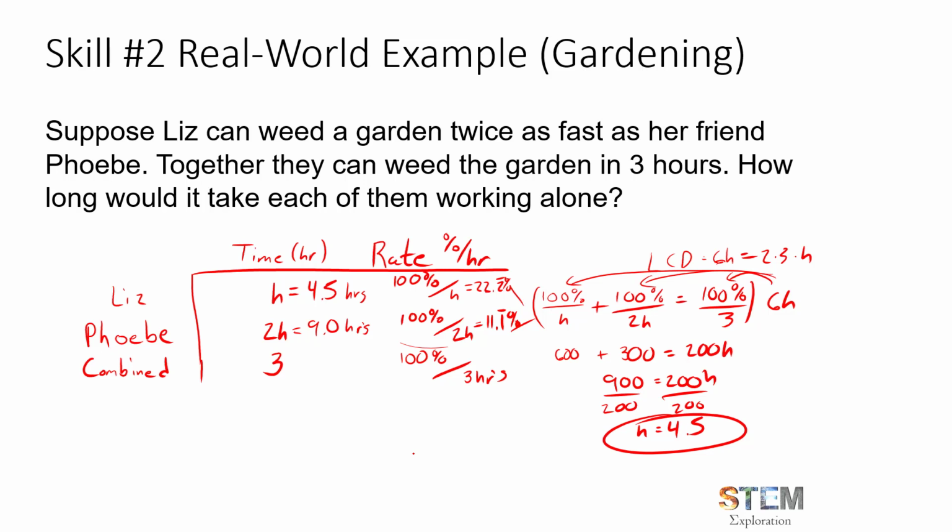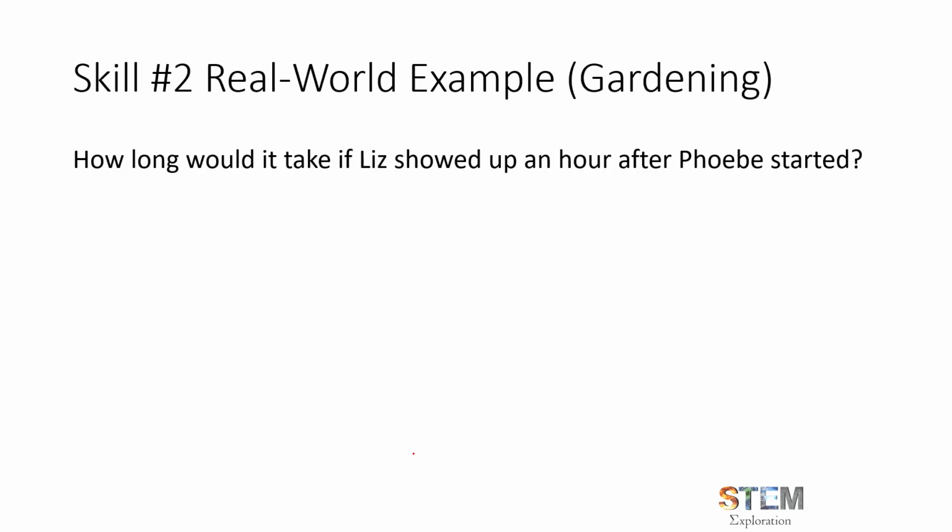Now, one of the things that I want to point out as an example here is, let's say we go and we find this information, and now we want to say how long would it take if Liz showed up an hour after Phoebe started. The reason I bring this up is I haven't shown you an example where there is a variation in time.